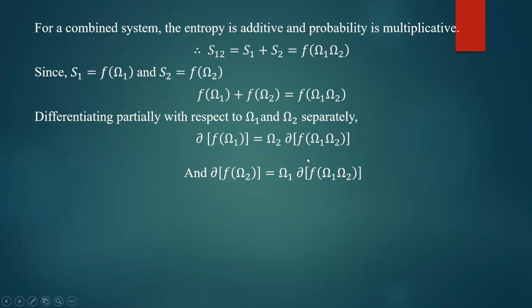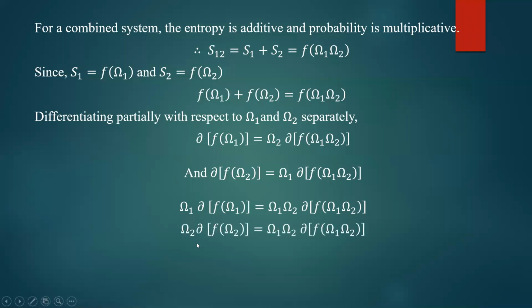To make the right hand sides equal, you multiply the first equation by omega 1 and the second equation by omega 2. By doing that, the first equation becomes omega 1 into the derivative of f of omega 1 equal to omega 1 into omega 2 into the derivative of this function. Multiplying the second equation by omega 2, you get omega 2 into the derivative of f of omega 2 equal to omega 1 into omega 2 into the derivative of this function. Look at the right hand sides. They are equal. Therefore, the left hand sides must be equal.